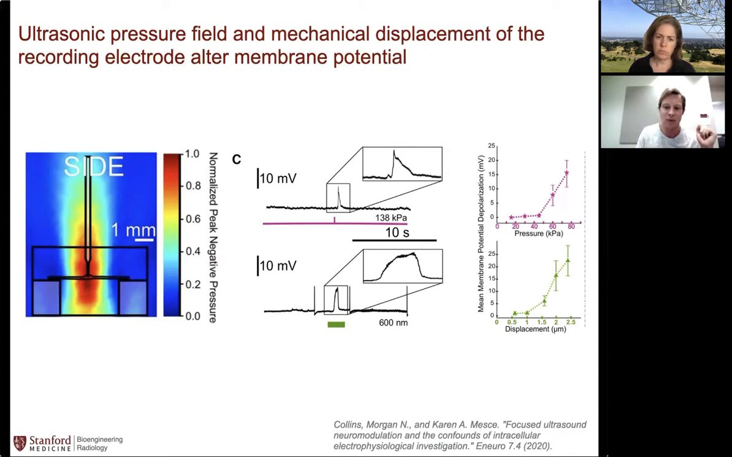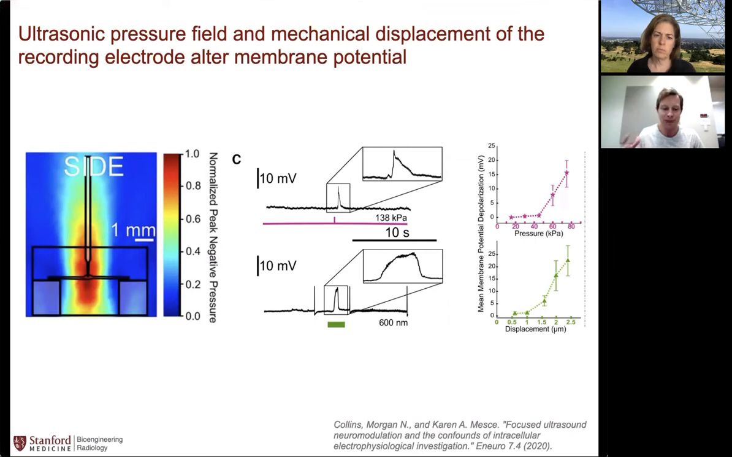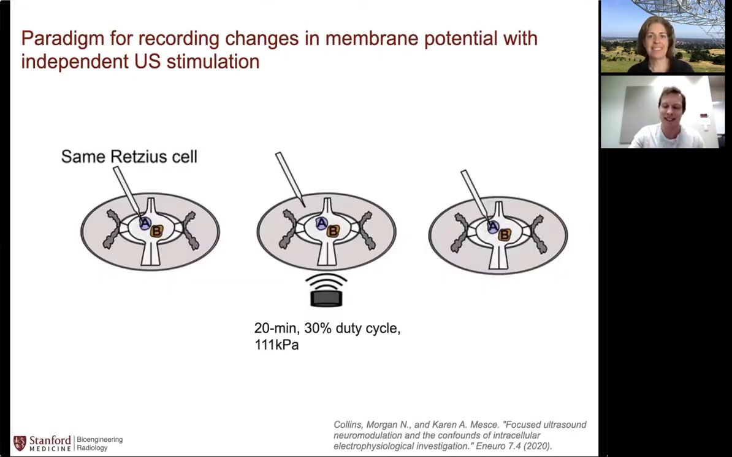And this group, unfortunately, did not measure the actual displacement of the electrode. So we don't know if 80 kilopascals of pressure actually maps to the electrode moving 2.5 microns, but it does suggest that this sort of interaction is possible. Okay, so this is a little bit of a complicated experiment, but I'm going to do my best here.